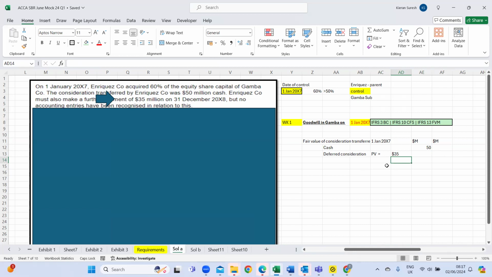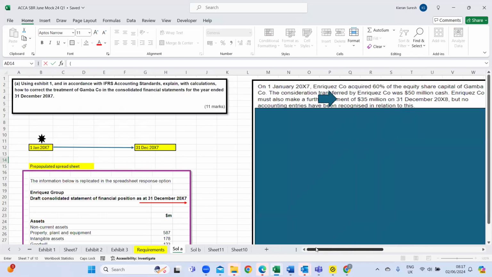So from 2017, 2017 December is 1 year. 2018 December is 2 years. So this figure is 2 years away at the moment. So I need to find its present value. So I need to discount it by the discount rate which was given to us.